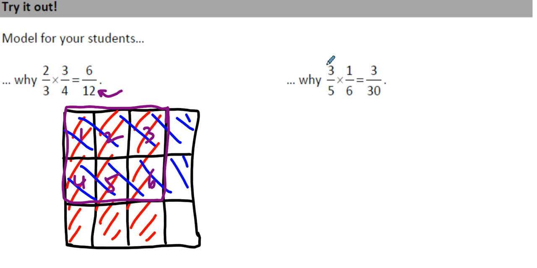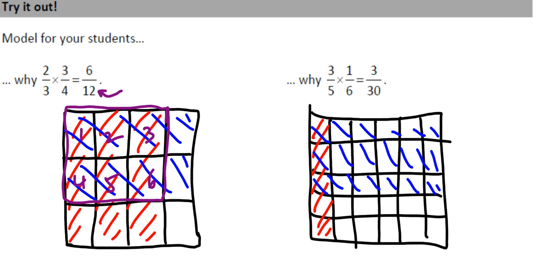Let's pause for a moment. Think about how you would model for students why that's true. Think, pause if necessary. Why is that true? Hopefully your explanation looks something like this.